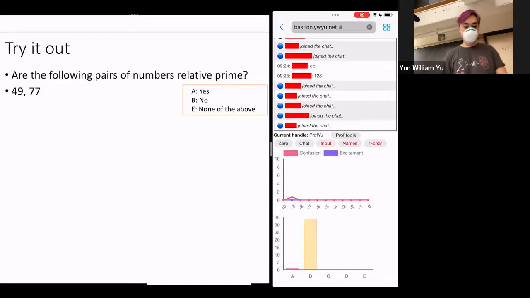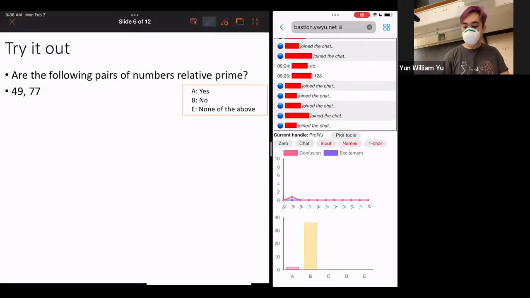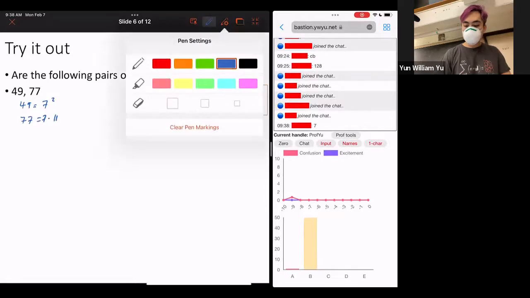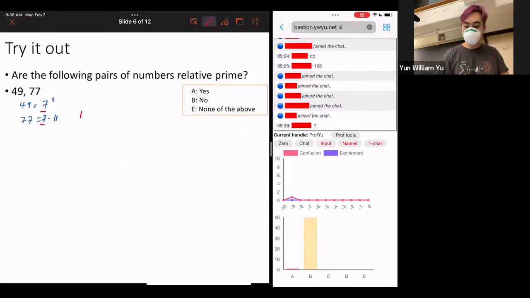Okay, B, no. And that is correct. Why is that? Well, because let's use the prime factorization. 49 is equal to 7 squared, and 77 is equal to 7 times 11. And note that we have a common divisor, 7, so no.